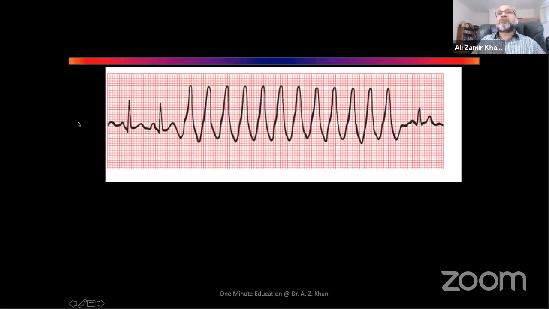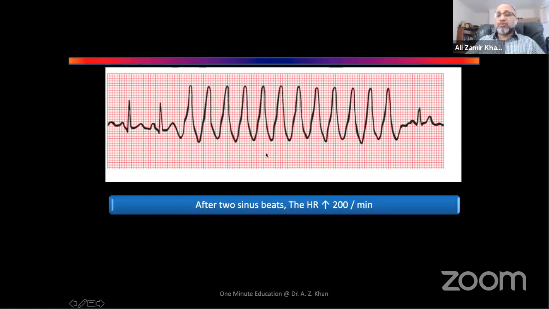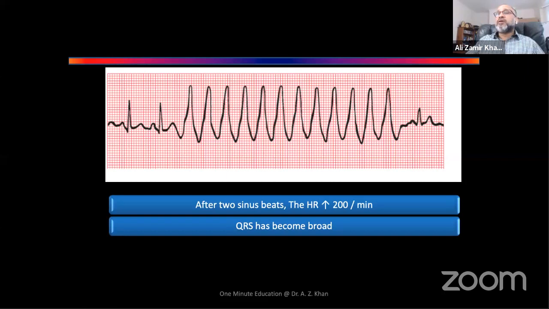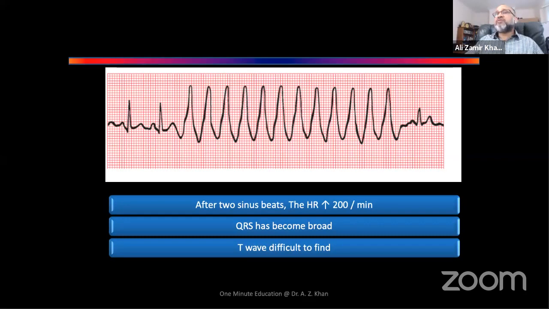Now let's look at this one, okay? So this is PQRST, PQRST, but look at what's happening here. Suddenly we've got a lot of QRS complexes coming. There is no time for T to be seen. There is no time for the repolarization to happen. So after two sinus beats, the heart rate has increased to 200. The QRS has become broad, okay? There's a broad QRS. And most importantly, the T wave is difficult to find. We're struggling to find the T wave in this one. And then again, it is returning to normal, okay?